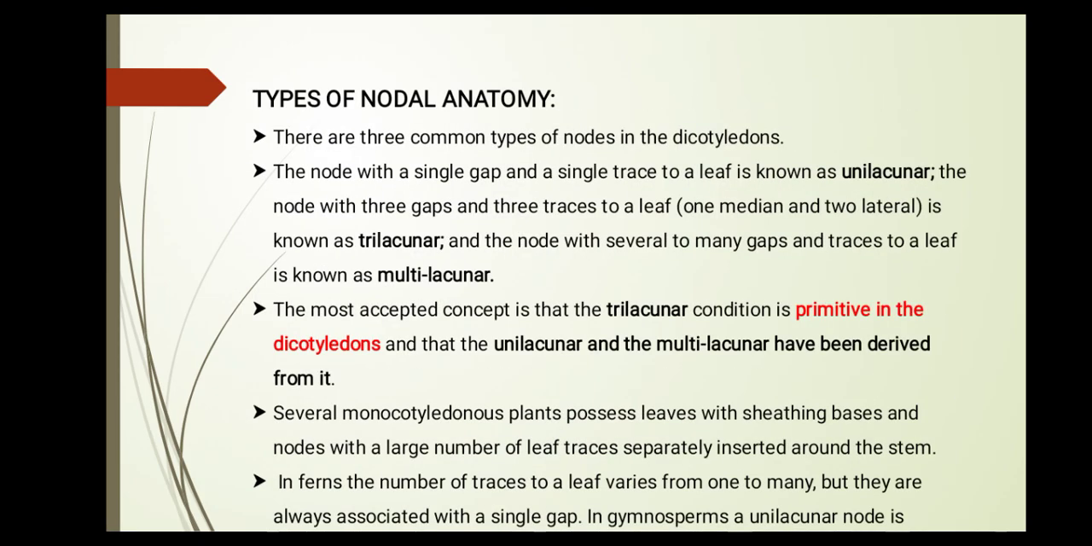Here we see the three common types of nodes in the dicotyledons. The node with a single gap and a single leaf trace is known as unilacunar. Uni means single. The node with three gaps and three traces to a leaf, one median and two lateral, is called trilacunar. And the node with several to many gaps and traces to a leaf is known as multilacunar. The most accepted concept is that the trilacunar condition is primitive in the dicotyledons, and the unilacunar and the multilacunar have been derived from it.